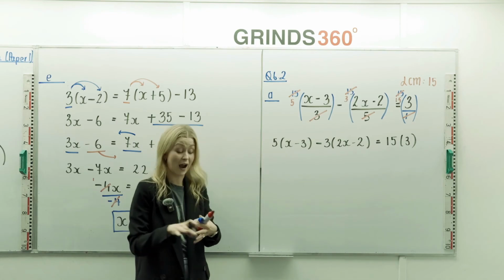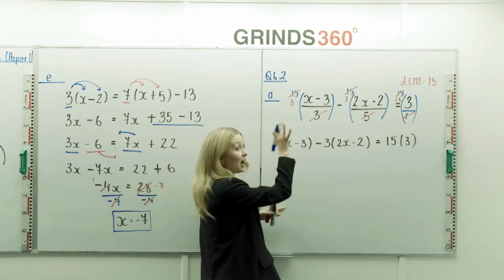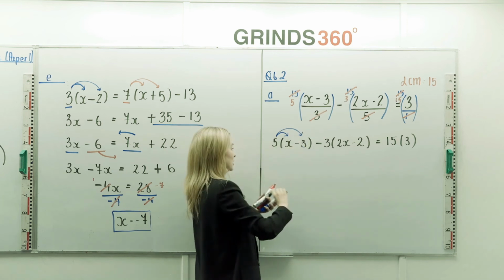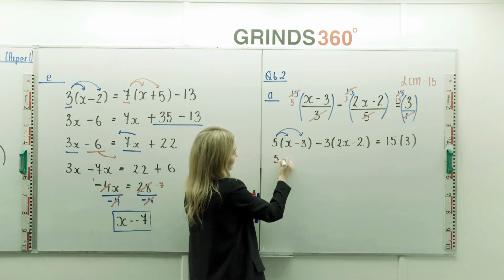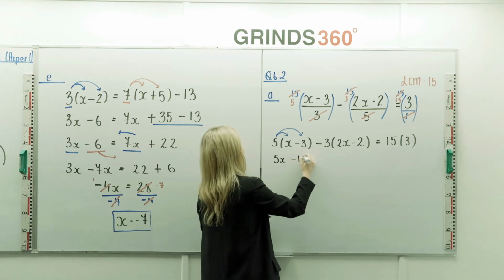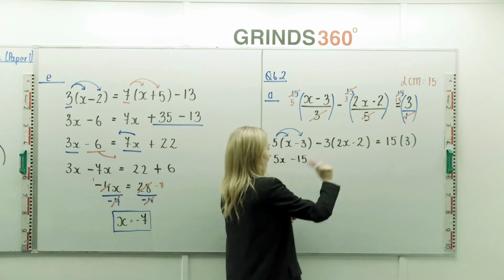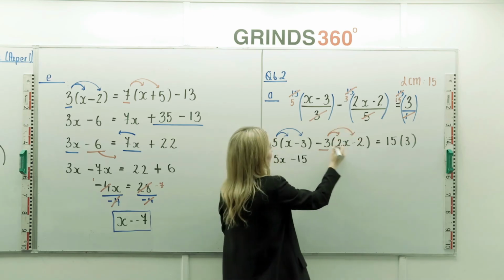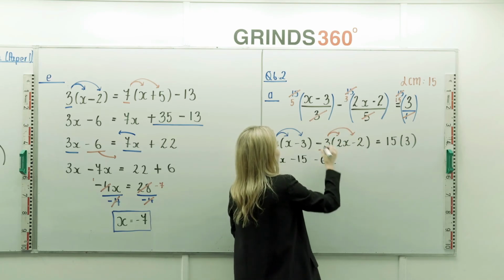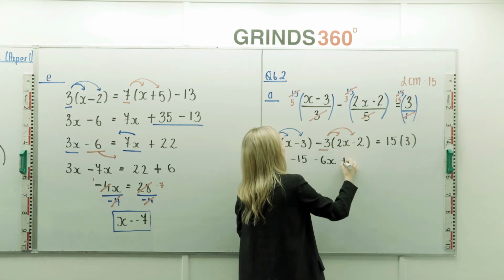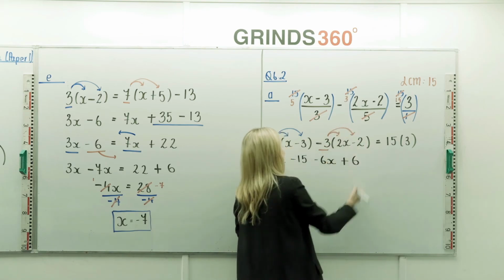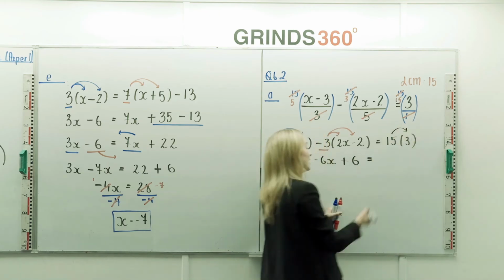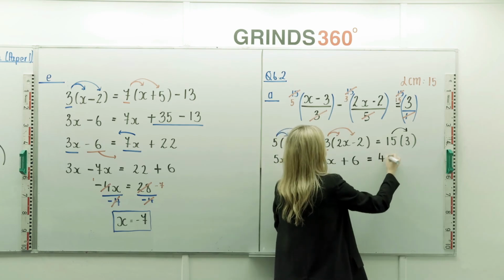So let's remove the brackets first. Step number 1, after getting rid of the fractions. We have 5 times x and 5 times minus 3. 5 times x is going to leave me with 5x, and 5 times minus 3 is minus 15. Next, we have minus 3 times 2x and minus 3 times minus 2. Minus 3 times 2x is going to give me minus 6x, minus 3 times minus 2, minus by a minus is a plus, 3 times 2 is 6. Finally here, we have 15 times 3. 15 times 3 is going to leave me with 45.